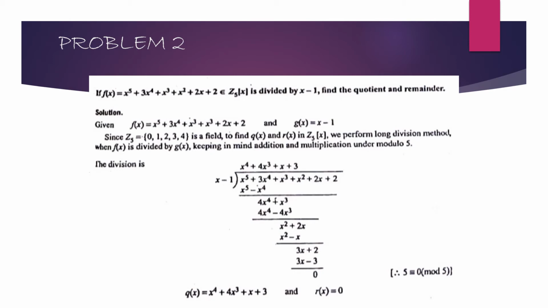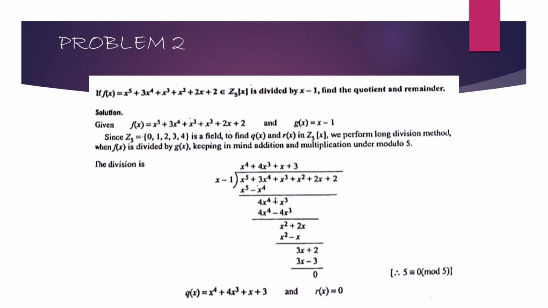So that term will cancel, and bring down this x square and 2x and divide this x square upon x. You get x. Put it here. Again take this x and multiply with this and you get x square minus x. Right? So you will be changing the sign, cancelling out this x square, changing the sign, you will be getting 3x. And now the last number, bring down this 2. So you get 3x plus 2.